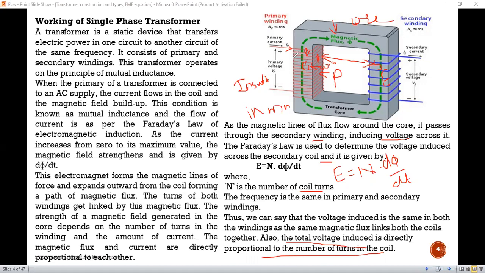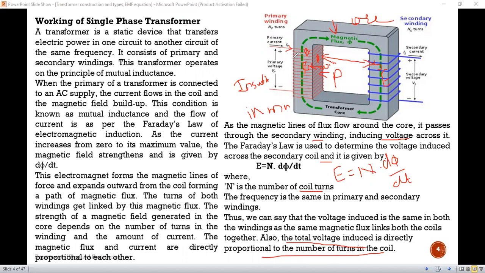This sheet has a steel lamination, and this lamination sheet is used to provide a continuous path, and it will include a minimum air gap between them. Okay, there will be a minimum air gap. So this is nothing but the core. See, the core is made up of a laminated steel strip.